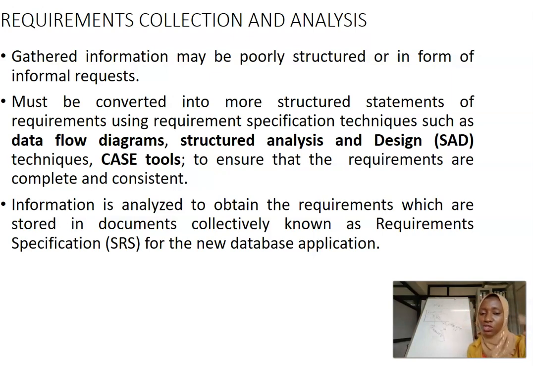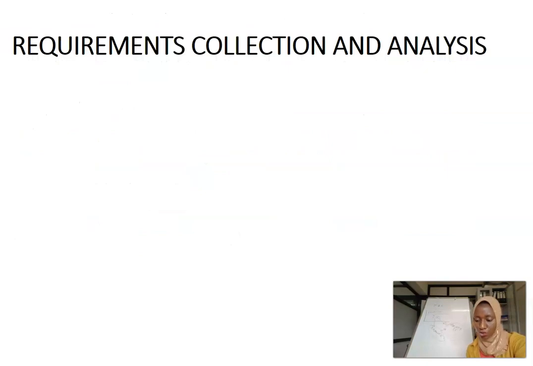So the information is analyzed to obtain the requirements, which are stored in a document. This document is referred to as a requirements specifications document. So once all this information that we've gotten from the users has now been structured, and is now understandable by the designer or by the implementer of the system, we get all that information and we store it in a document that we refer to as a requirements specifications document.